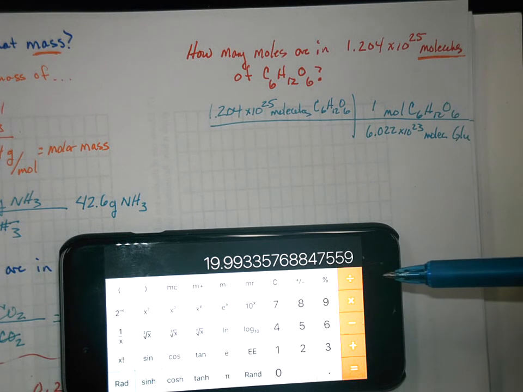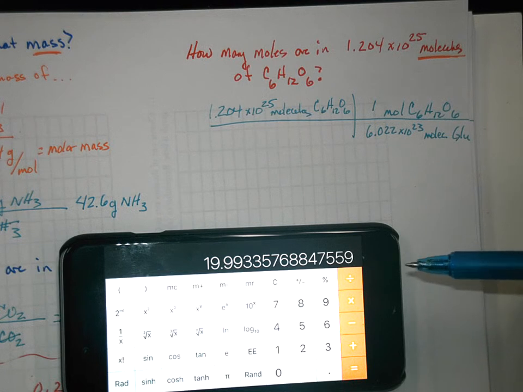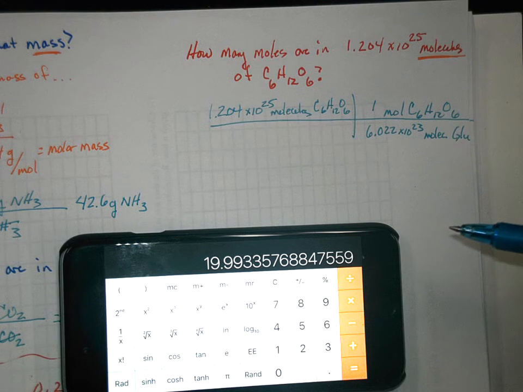What's that? I knew it would be really close to 20. I've also been teaching this class for a really long time, and I've been using 1.204. That's, yeah.